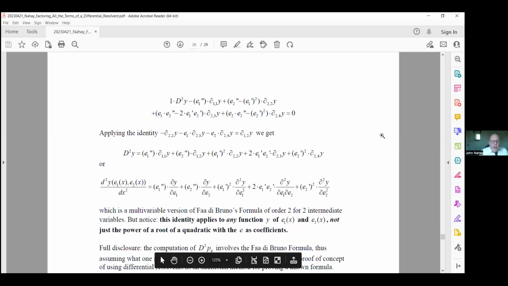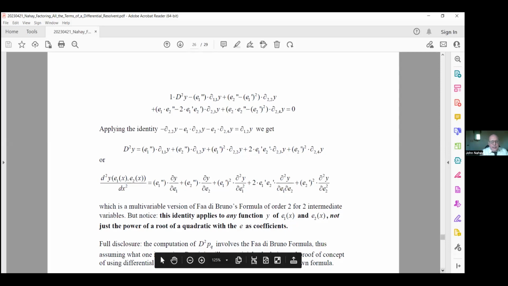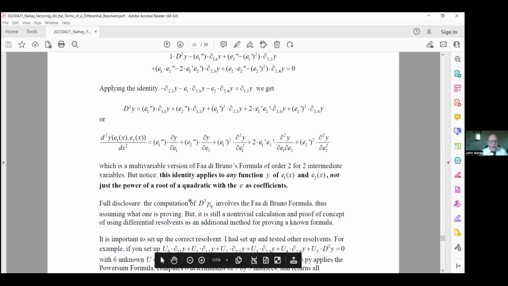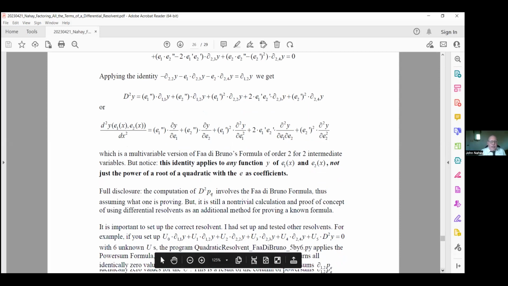So you have to just apply one more identity, and you get this. This is basically a resolvent. But the neat thing about this is, even though it came from a quadratic, it's actually true for any functions y of e1 and e2 of x. Although, full disclosure, the computation of the second derivative of PQ involves a Fodor-Bruno formula, but it's a neat proof of concept of using this. And it's important to set up the correct resolvent.